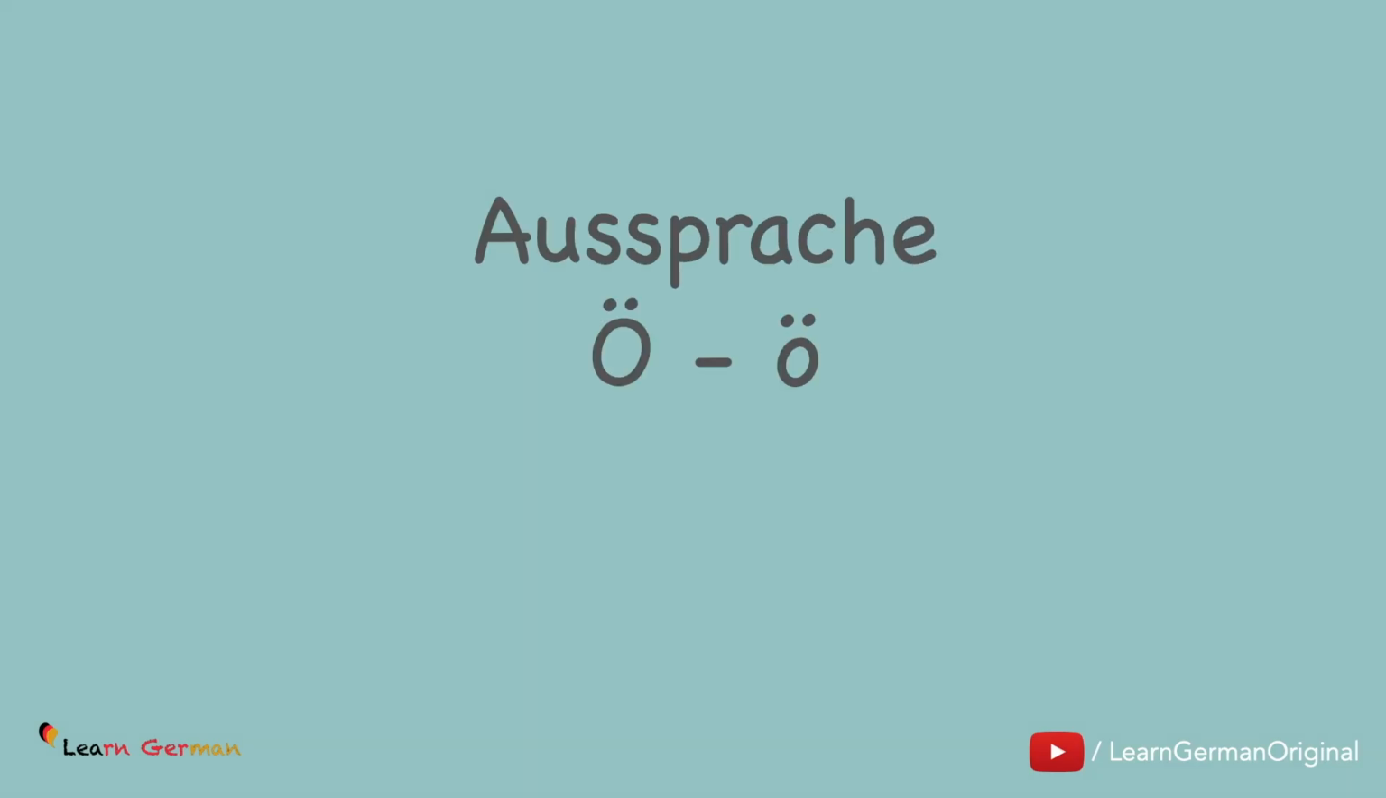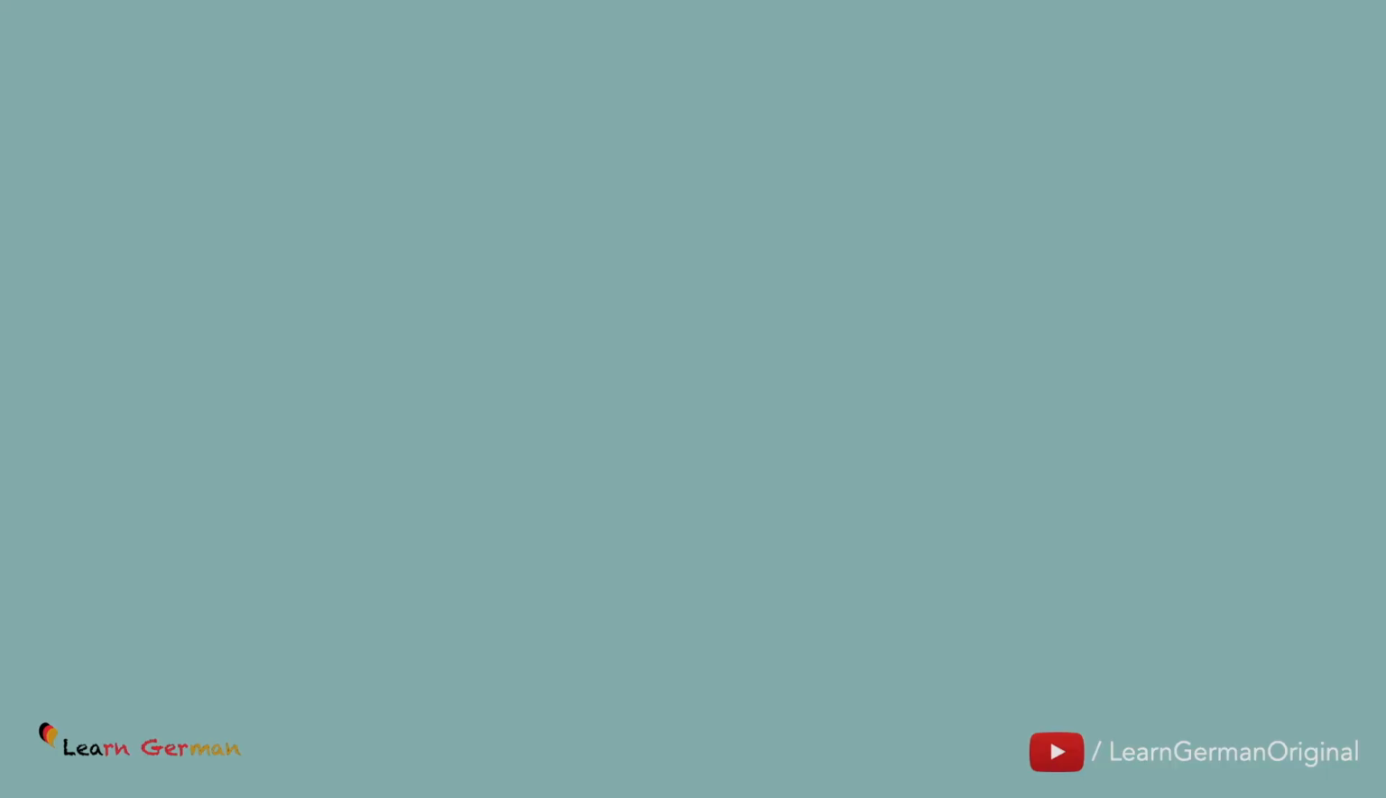Aussprache Ö. We will be doing 20 words. Ö can be in the middle of a word or at the beginning. You have to just listen to the word and repeat. The meanings of these words are not mentioned as we are going to just concentrate on the pronunciation. For this video, there will be no worksheet, transcript, extra worksheet, or podcast. So let's begin.